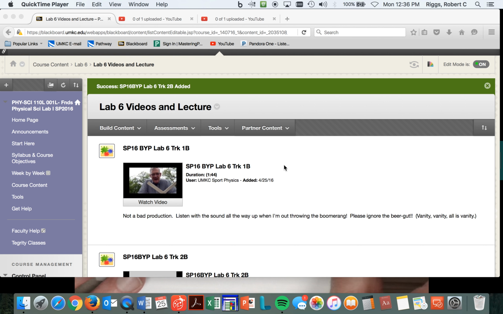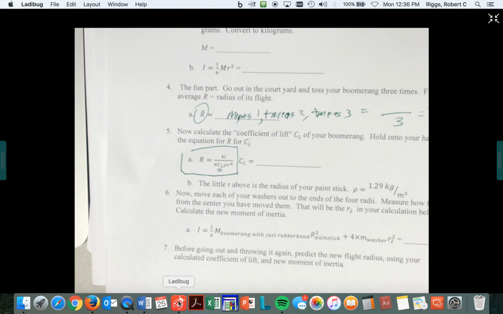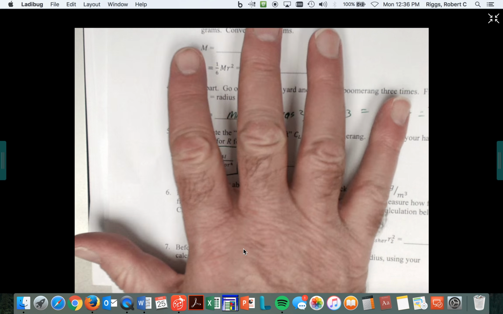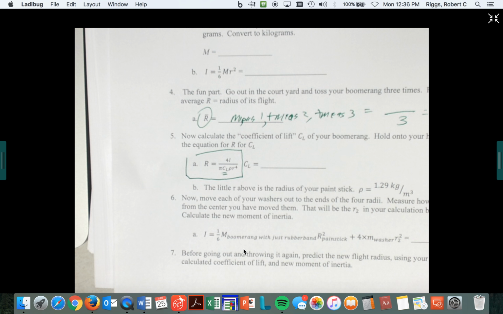I forget how long it takes to record when I go to the Ladybug. For some reason, when I'm using this little guy, which is a wonderful device, it's kind of tricky.